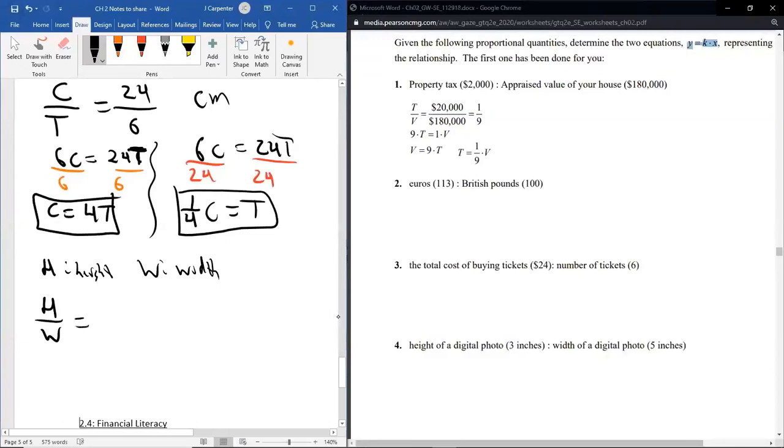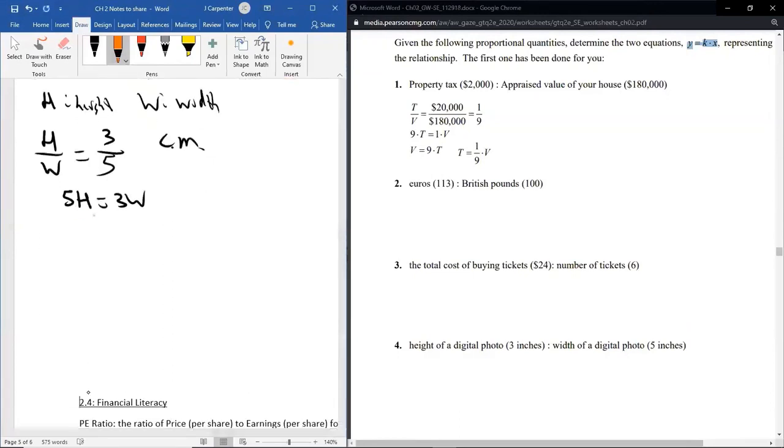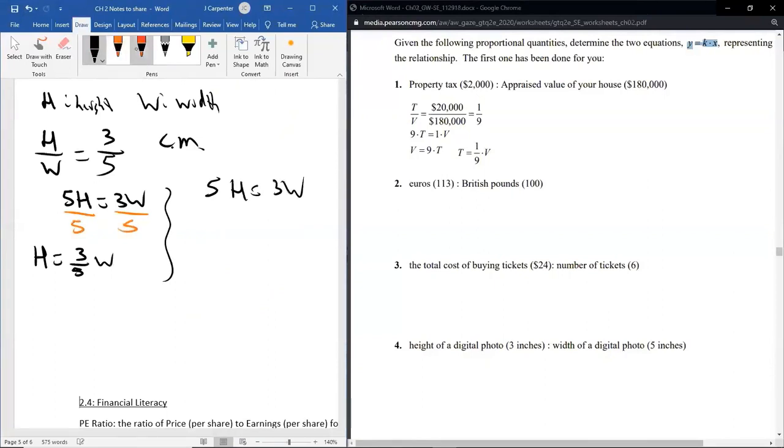Because I did height over width, I go 3 over 5. If you did width over height, you'd go 5 over 3. Cross multiply. So you get 5H equals 3W. Depending on which one you solve for, divide by either 5 or 3. If I want to solve for H, I divide by 5, which tells us H is equal to 3/5 W, or if I want to solve for W, I divide by 3.